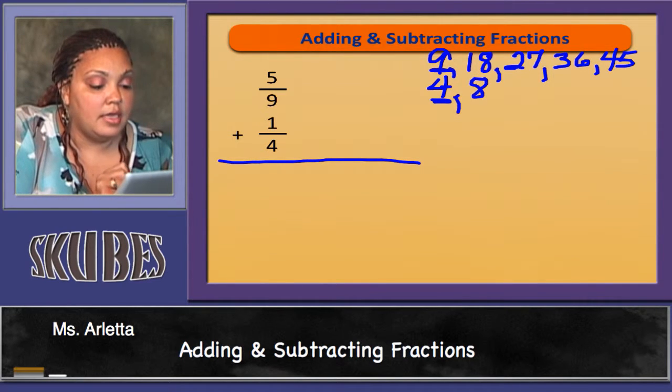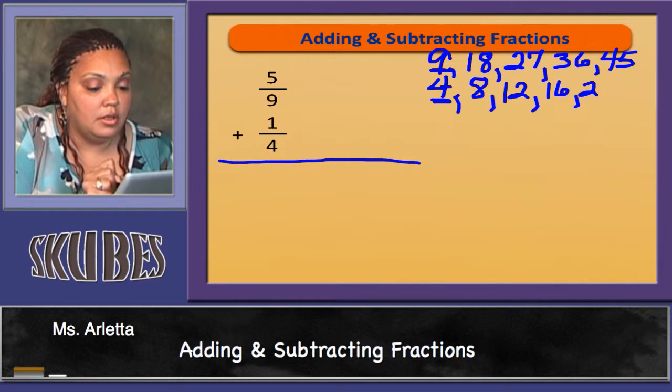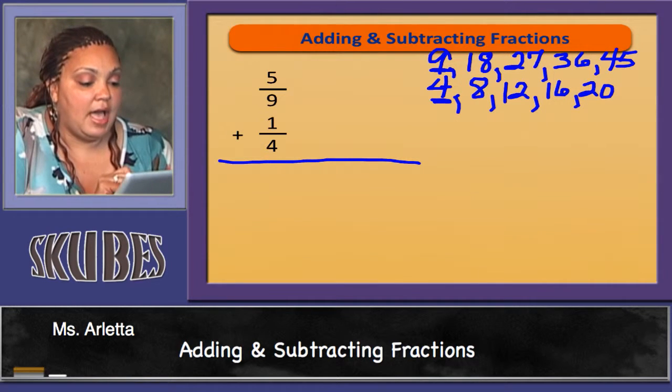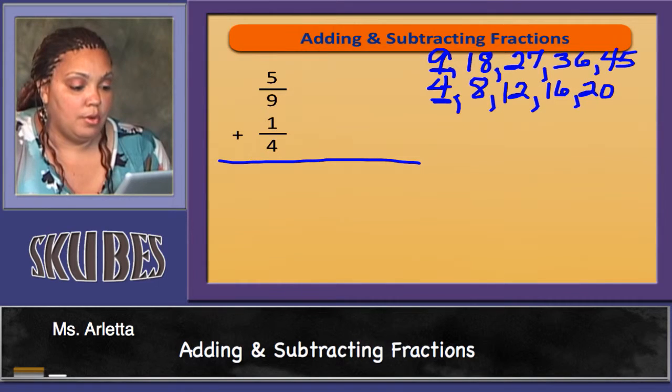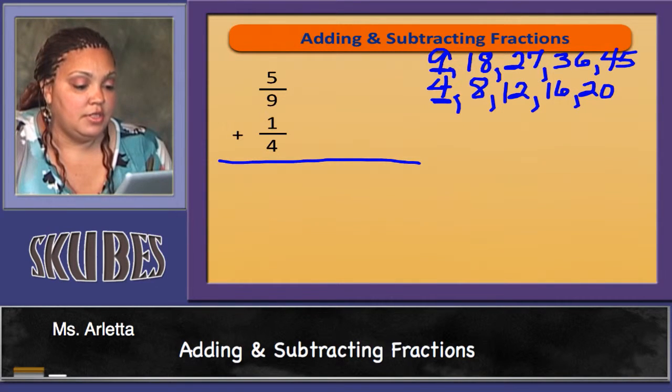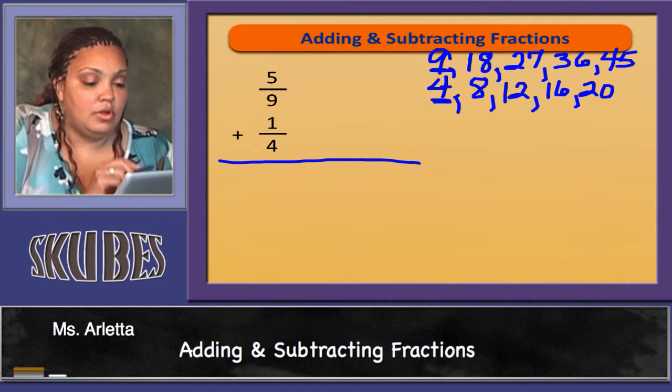4, 8, 12, 16, and 20. We have 5 multiples of 9 and we have 5 multiples of 4, and we don't see anything in common, so let's go a little bit further with our multiples.